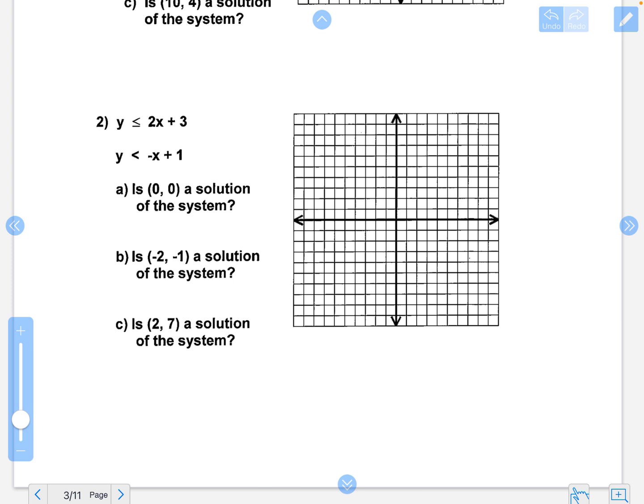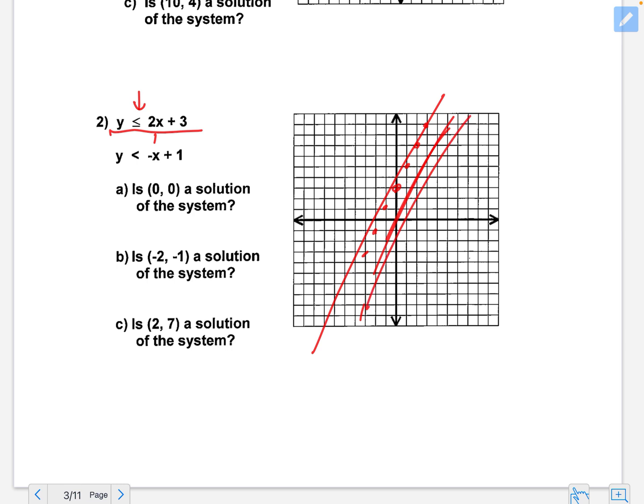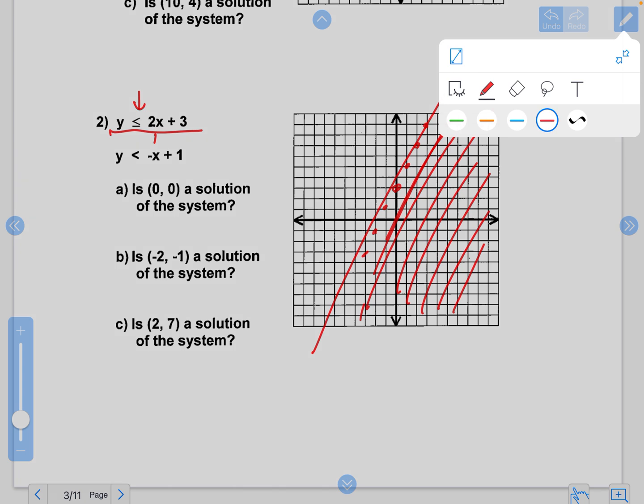So the first one, we're going to start at 3, then we're going to go up 2 over 1. Now we need to decide, is this a dashed line or a solid? This one has a line under it, so we're going to draw a solid line. I missed a little bit. And then less than means I'm going to shade right here. So then I'm going to do this one in a different color so you can see it better.